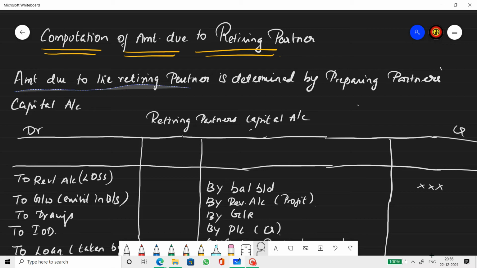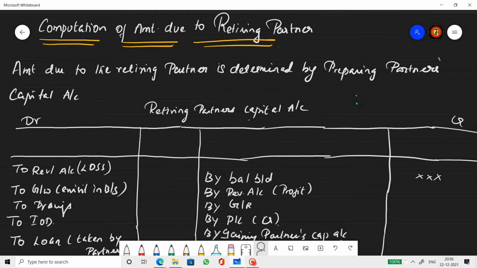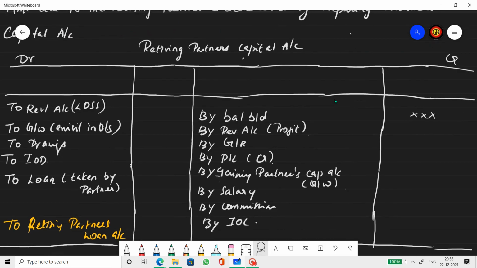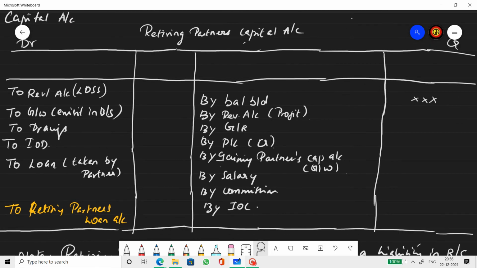Amount due to the retiring partner is determined by preparing the partner's capital account. So this is the only way to find out what is due to the retiring partner. So I have prepared a retiring partner's capital account, but in a full-fledged sum, we always prepare a combined capital account, where all the partners' capital accounts will be prepared in one way. So, the retiring partner's capital account, debit side and credit side.